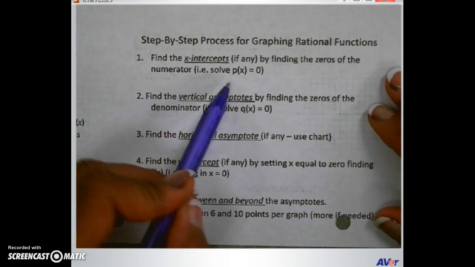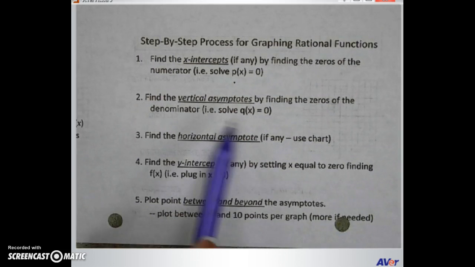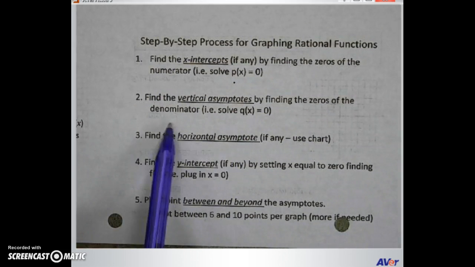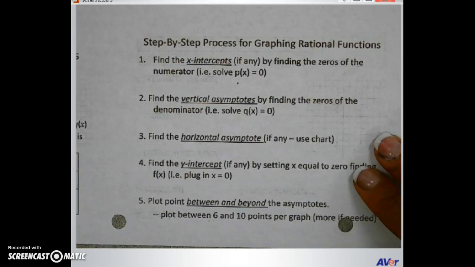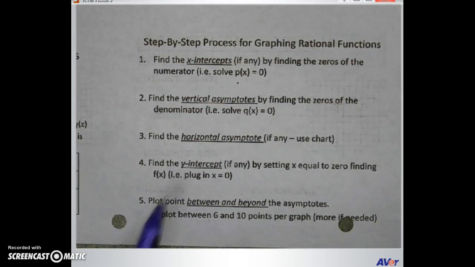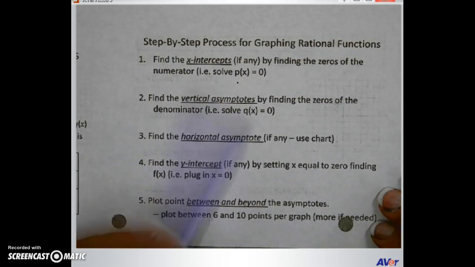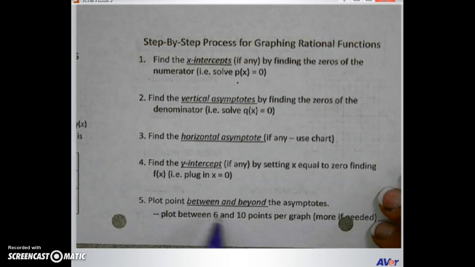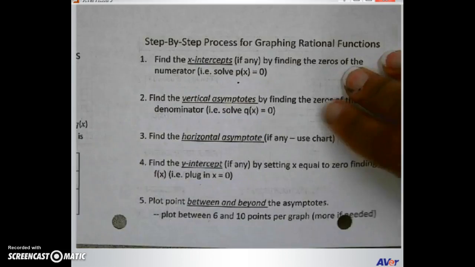X-intercept happens when P of X equals 0. That's your numerator. And then vertical asymptote, Q of X equals 0. That's your denominator. Horizontal asymptote, we're going to use the chart that we just talked about. And then we're going to find the y-intercept by plugging in X equals 0. That's a lot of information that we're going to get from there. But after that, we're going to pick points between and beyond those asymptotes to fill up our chart and guide us for how to graph these. So if you're ready, I'm ready.